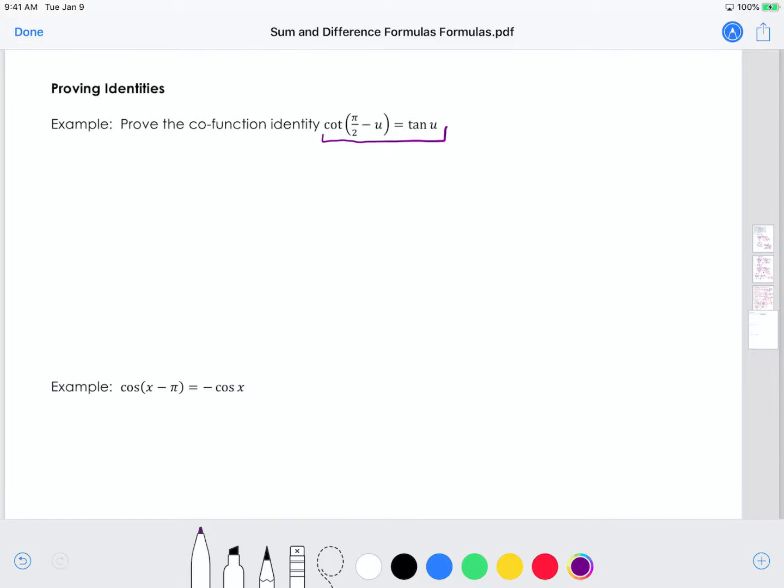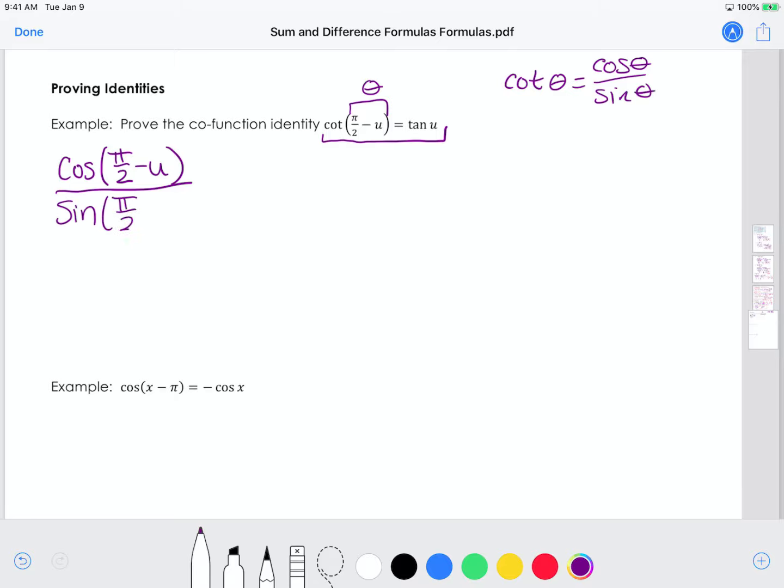So if you recall, cotangent of some angle is cosine of that angle divided by sine of that angle. And so this is the angle that we're talking about right here. So I'm going to rewrite cotangent of pi over 2 minus u in terms of cosine and sine. So I'm going to write this as cosine of pi over 2 minus u all over sine of pi over 2 minus u.